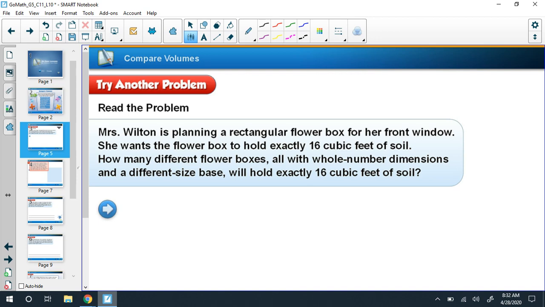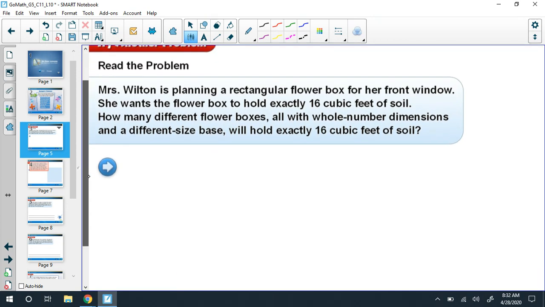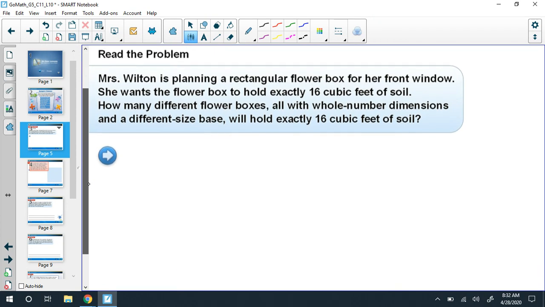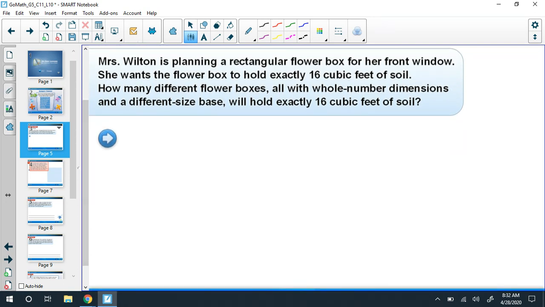Okay, so today we are going to be continuing our discussion with volume. What we're going to be doing today is a little bit of problem solving that involves finding the volume of rectangular prisms and also finding the different shapes of those rectangular prisms that have particular volumes.